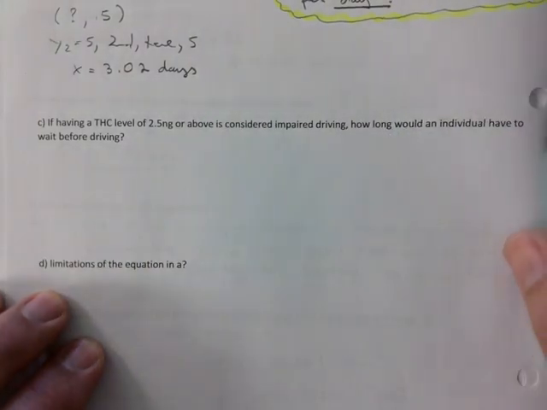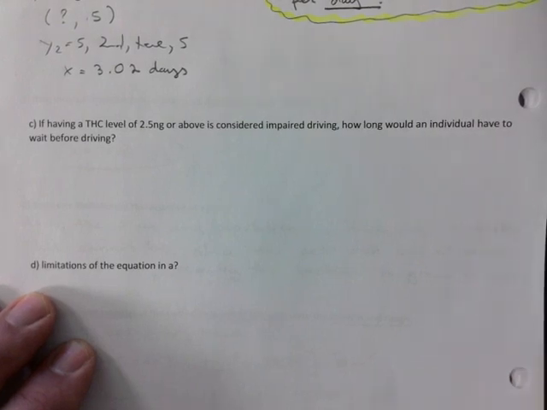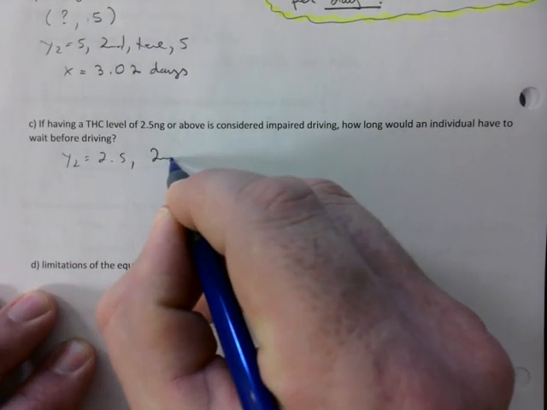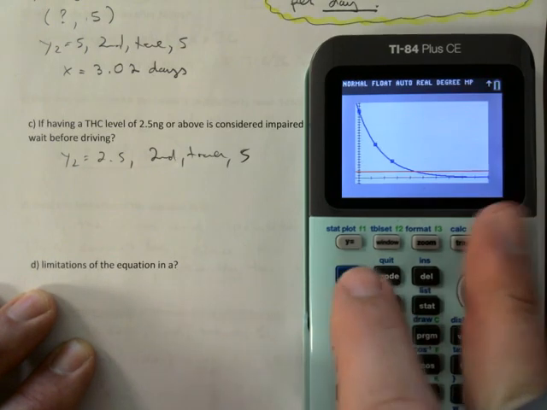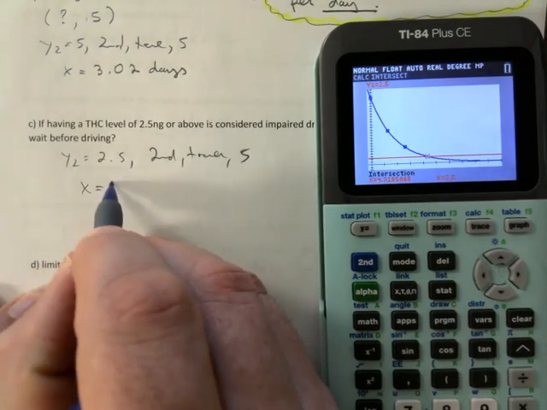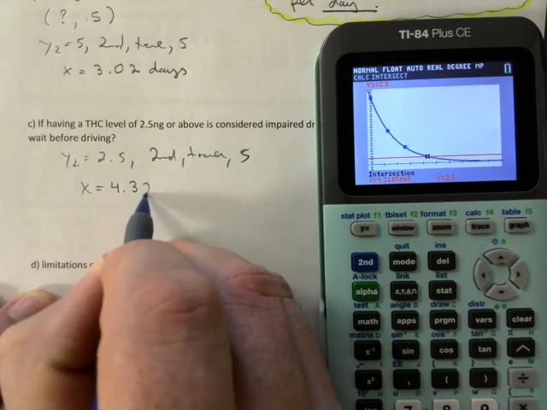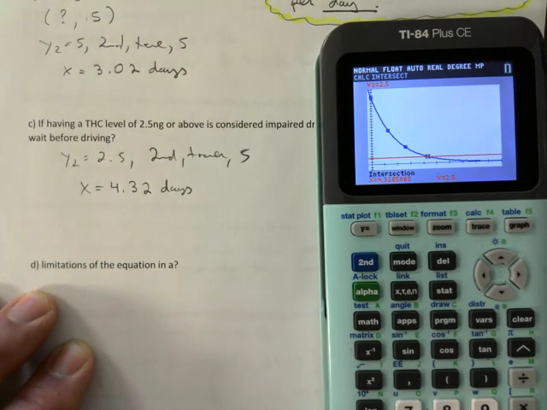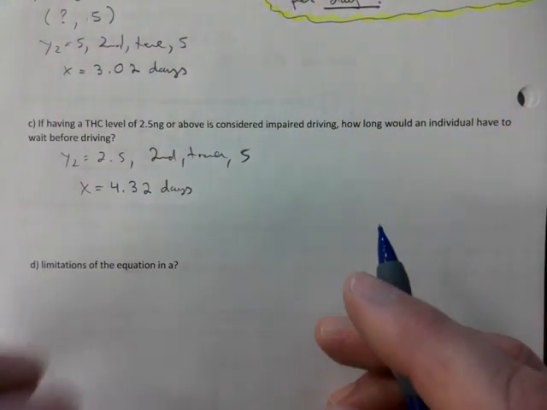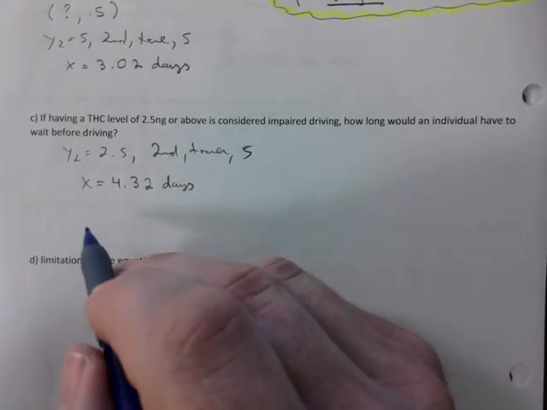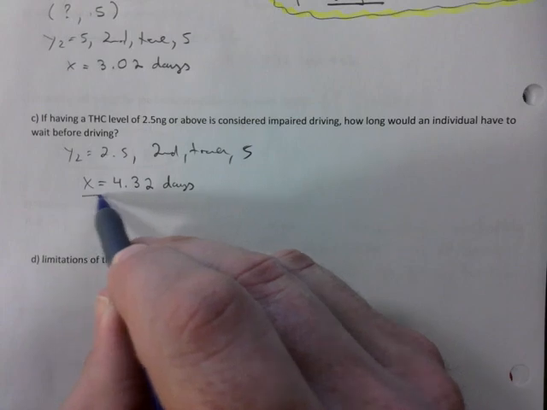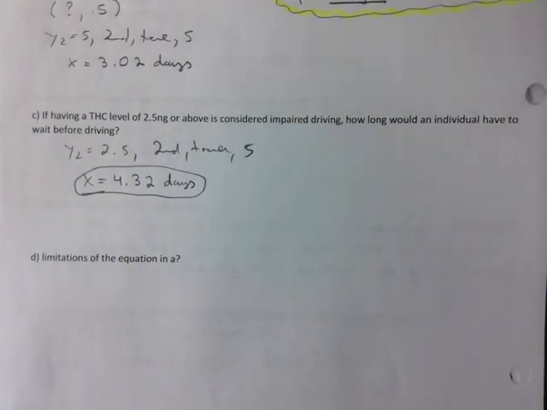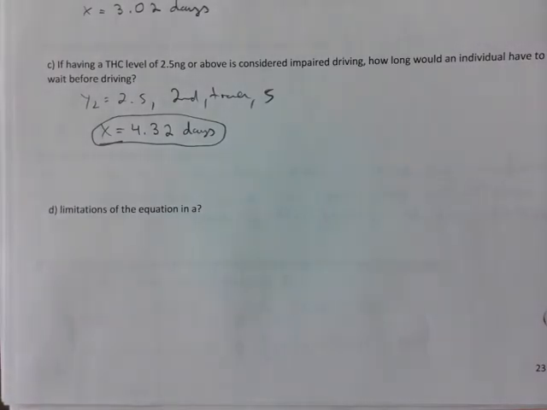If having a THC level of 2.5 or above is considered impaired driving, how long would an individual have to wait before driving? Okay, let's find that out. This is probably not realistic. 4.32 days. Yeah, right. I feel like this should have all been hours. I'll have to double check that. The limitations of the equation in A, that's the limitation of this one in particular.